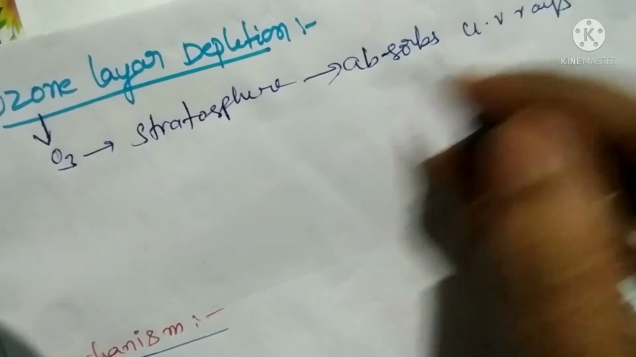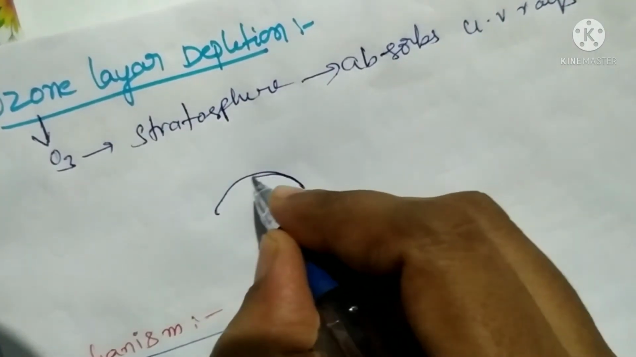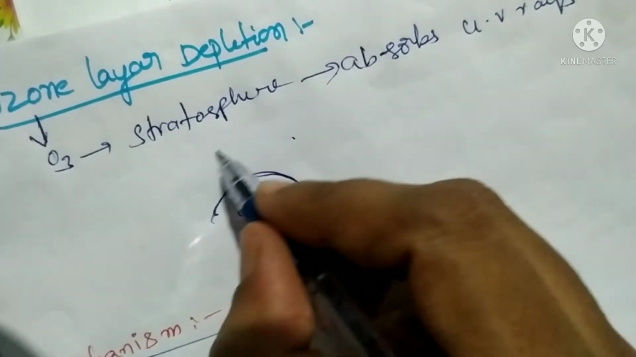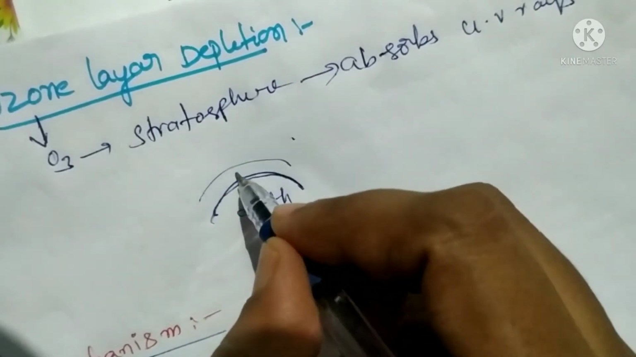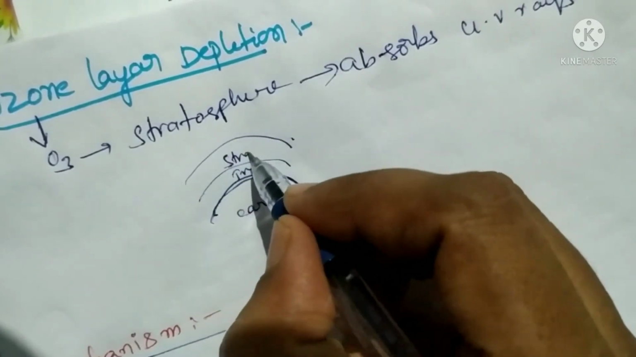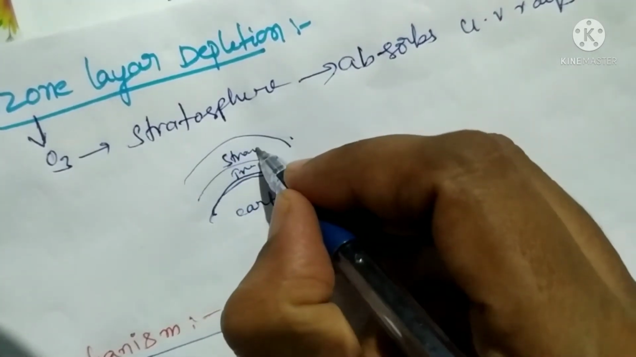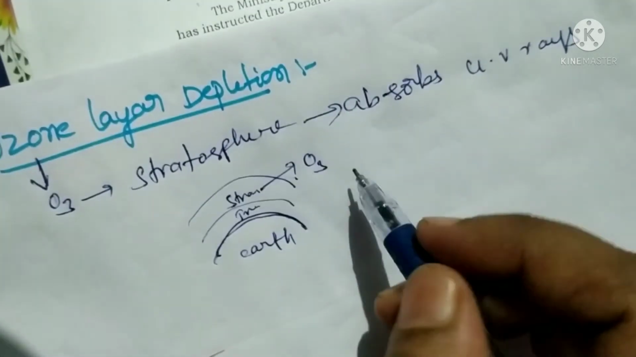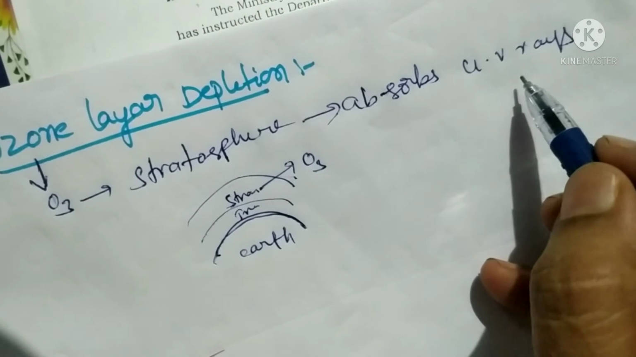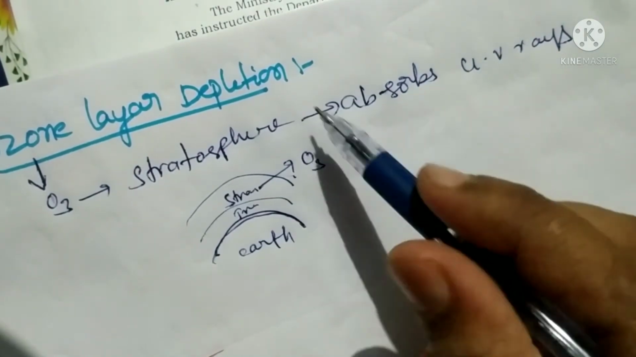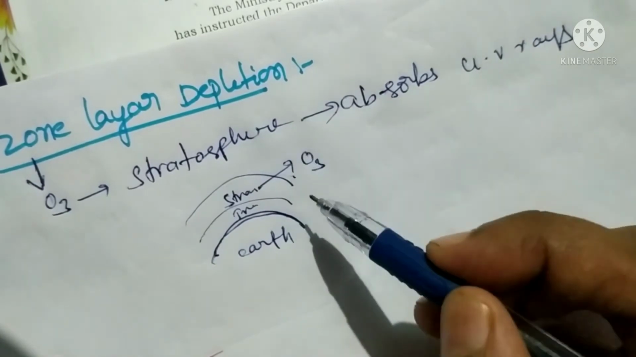If this is the earth, then above it the atmosphere is present. First is the troposphere, second one is the stratosphere. In the stratosphere the ozone is present. It is a very thin layer, so it absorbs the harmful UV rays released from the sun. So this is the function of the ozone layer in the stratosphere.